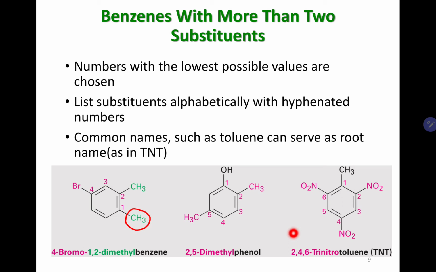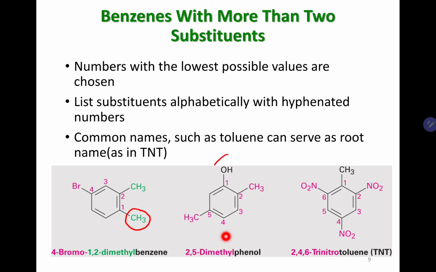So you have a benzene with two methyl groups, so it's a dimethyl benzene, and a bromo group. This will be 4-bromo because bromine is on the fourth carbon, and then also you have a dimethyl, but the methyl groups are on 1 and 2 carbon, so it is a 1,2-dimethyl benzene.